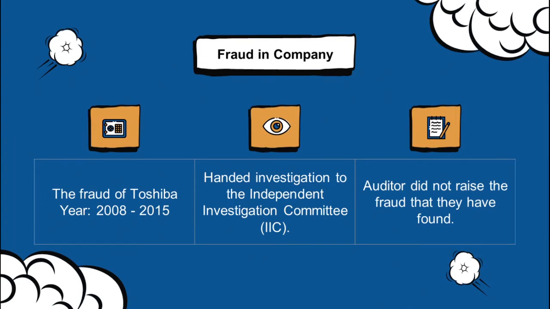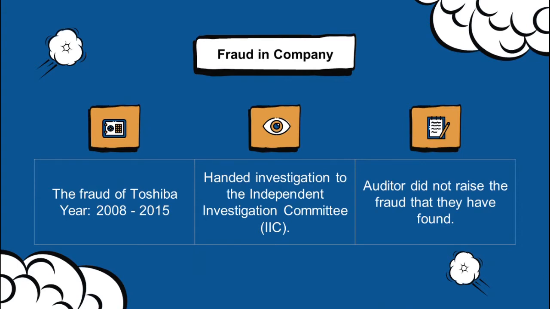Seeing the situation, Toshiba decided to set up an investigation. The investigation was handed to the Independent Investigation Committee, also known as IIC. After a few months of investigation, IIC reported that Toshiba had carried out a series of inappropriate accounting practices since 2008. IIC also found that the audits were insufficient as most of the evidence had been concealed by the managers and the CEO of the company.